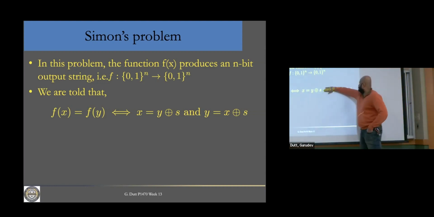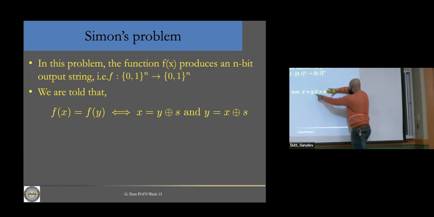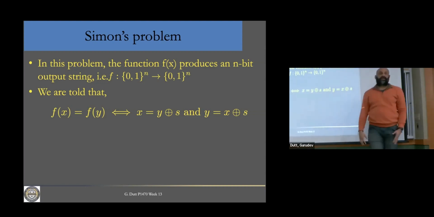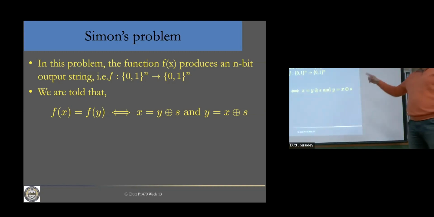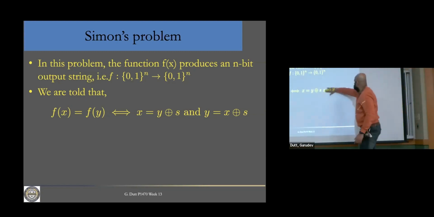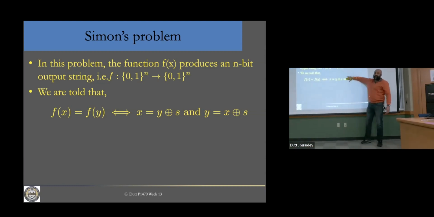By the way, I hope you can see that even if I just gave you that statement, you can infer this statement. All you have to do is add s on both sides. Then x plus s equals y plus s, but s plus s is 0, as we have seen before, because S XOR with itself is always 0. So I didn't even need to tell you this part. That's guaranteed once you know x equals y plus s.